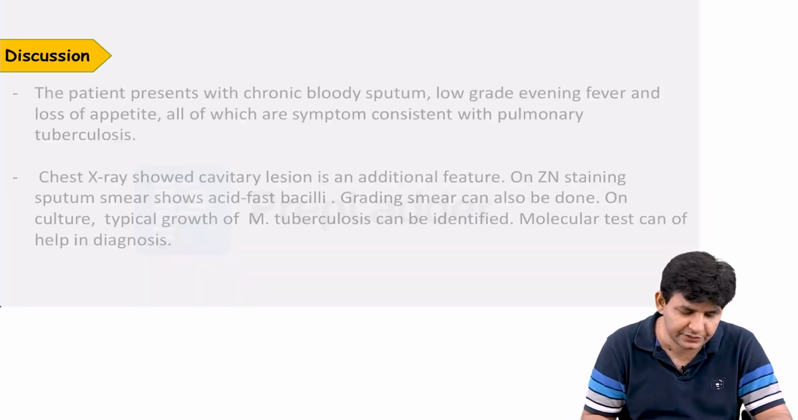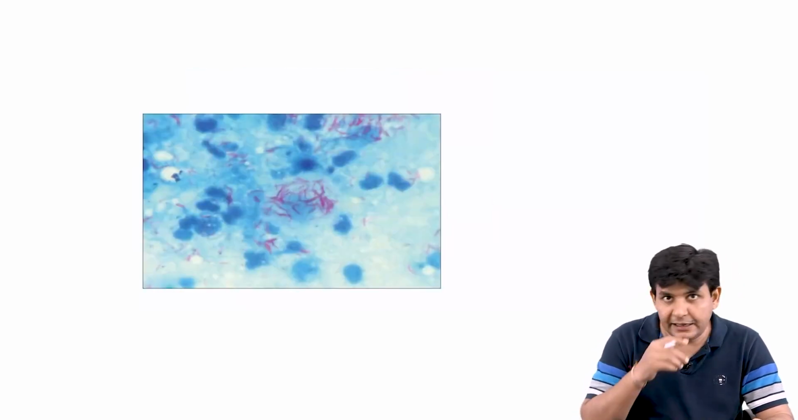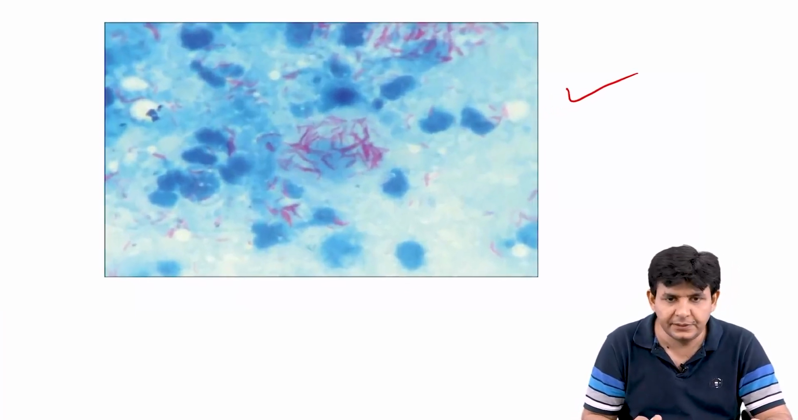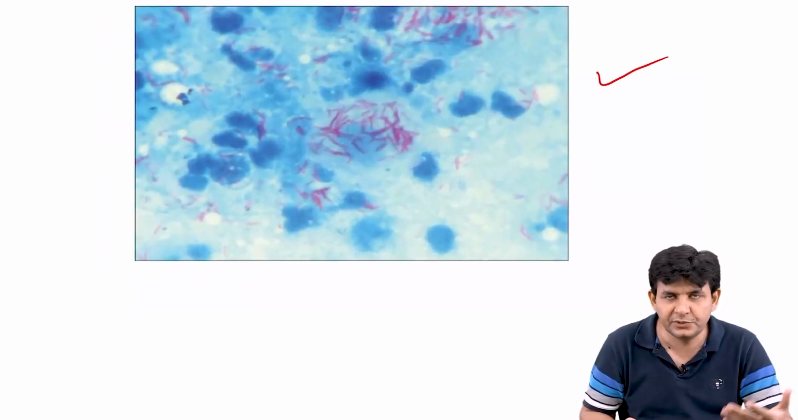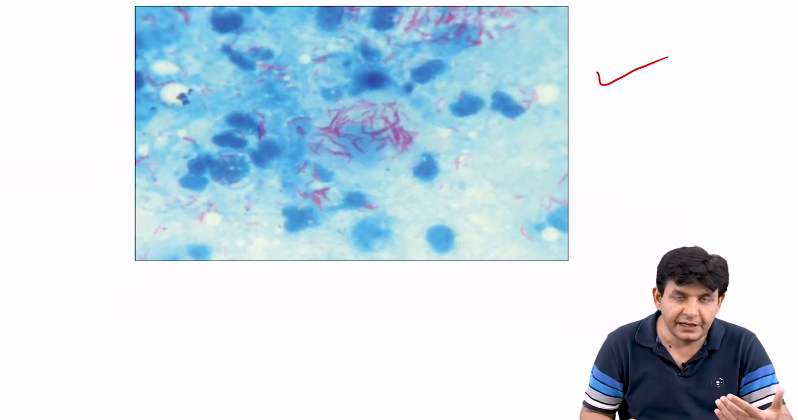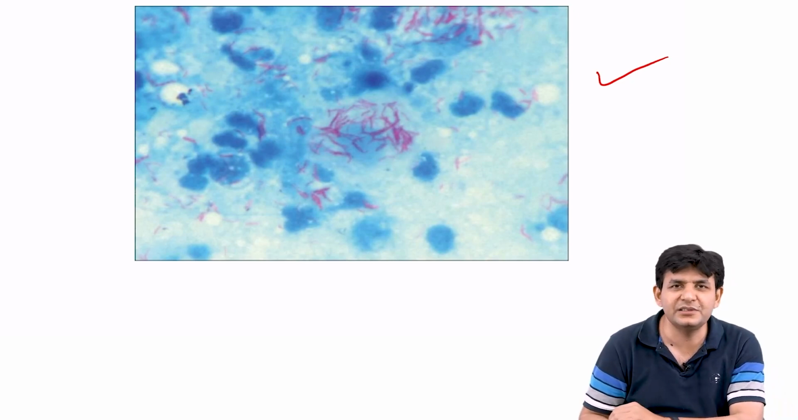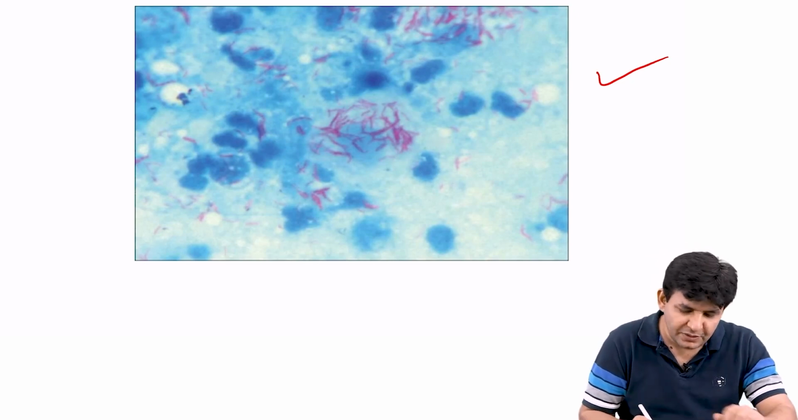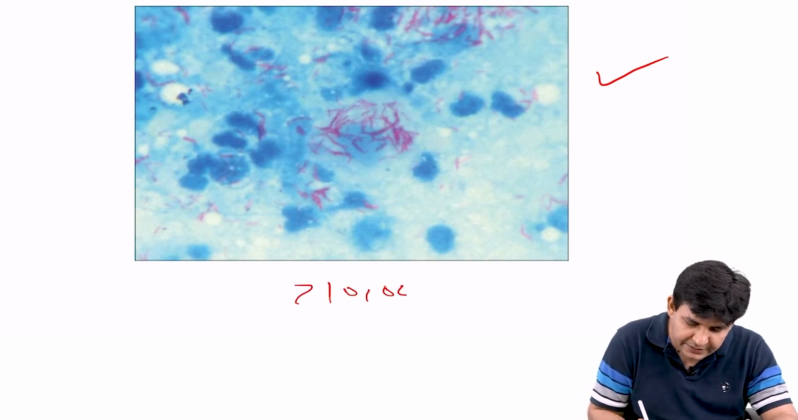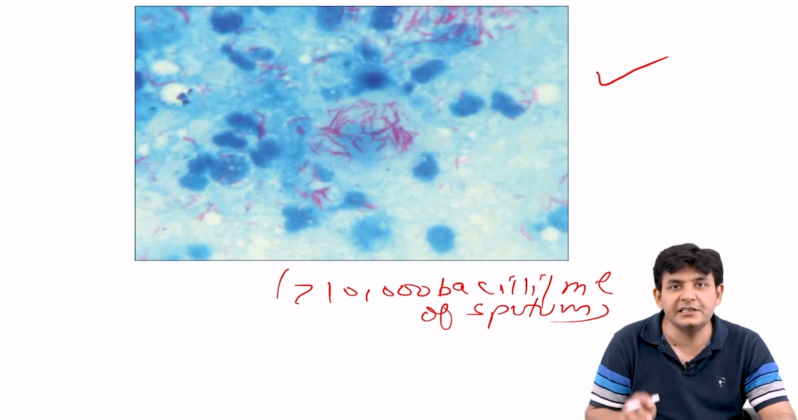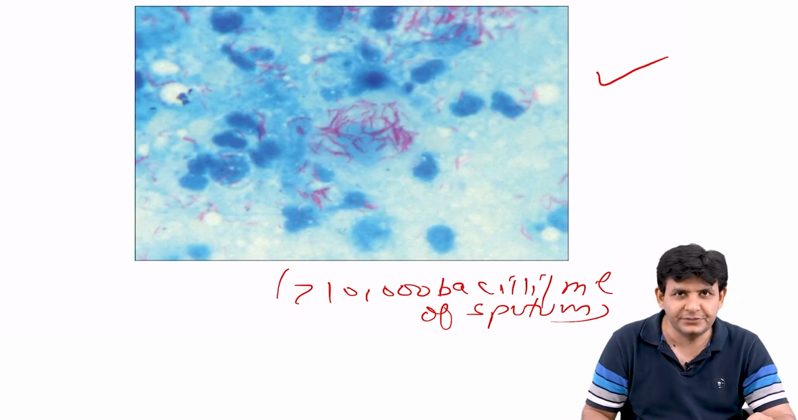Another question that was asked: these things can be associated with a picture. They can show you this picture and ask what it is. So this is ZN staining. How many bacilli per ml of sputum should be there to be seen on ZN staining? Answer this question first. More than 10,000 bacilli per ml of sputum should be there to be seen on ZN staining. If it is less than this, you can't see them on ZN staining.